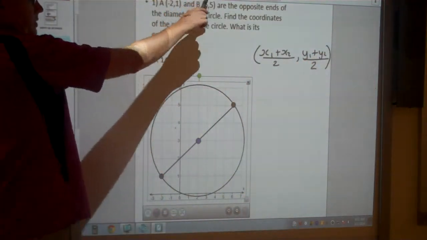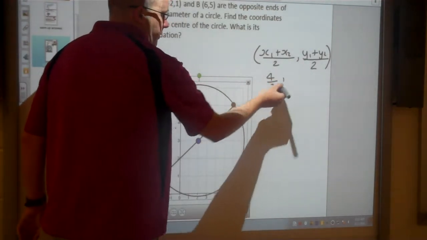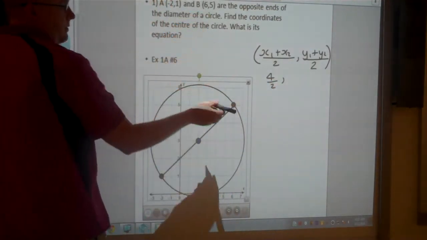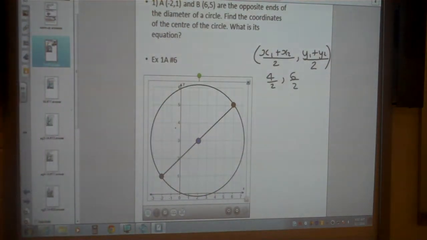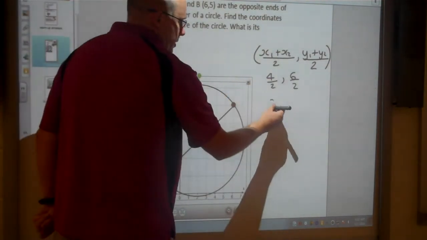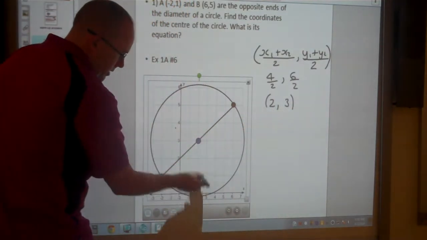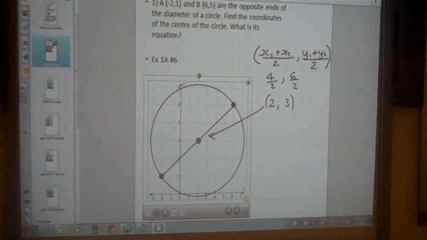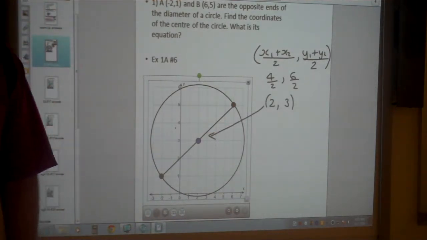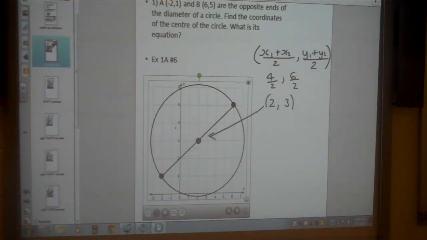So if we do -2 plus 6, that's going to give us positive 4, and then we've got to divide it by 2. 1 plus 5 is 6, and then we have to divide that by 2 as well. And then 4 divided by 2 is 2, 6 divided by 2 is 3, and you can indeed see that this is the coordinate (2, 3), just like it says. So you can draw a little picture to help you to try and figure out what the problem is, but you can't use that as an accurate proof as an answer to your question.